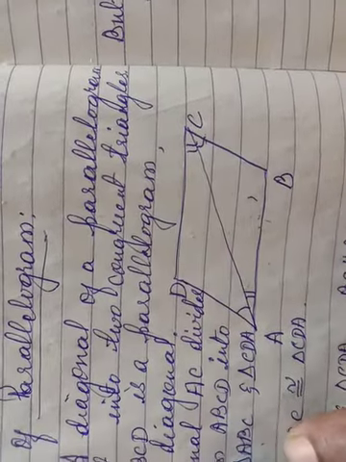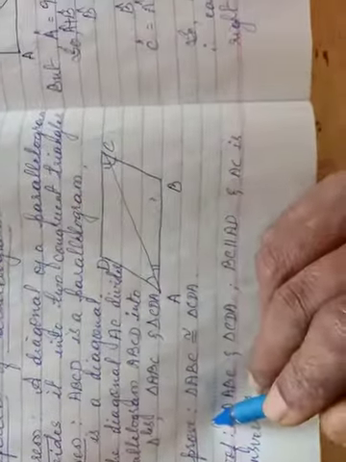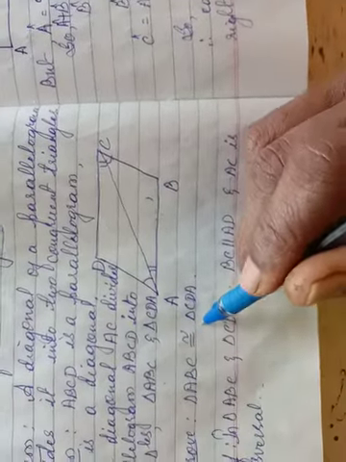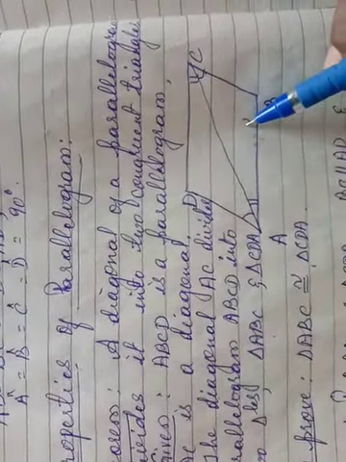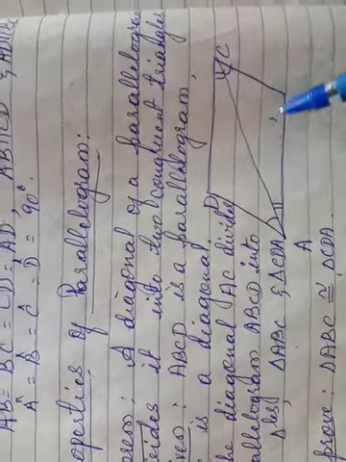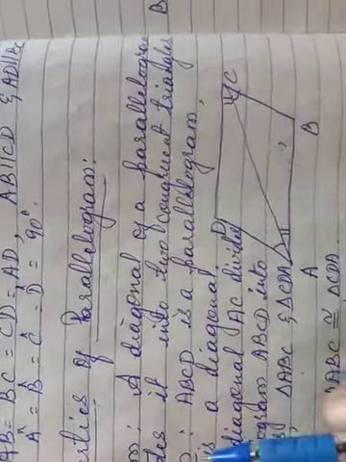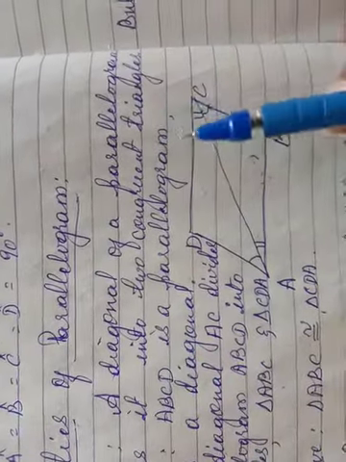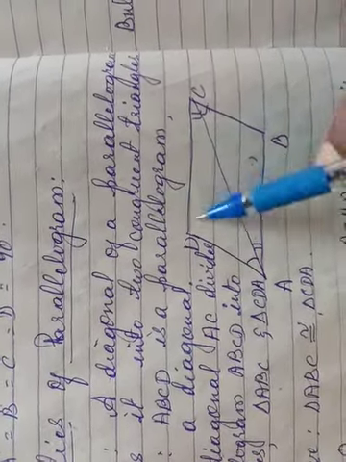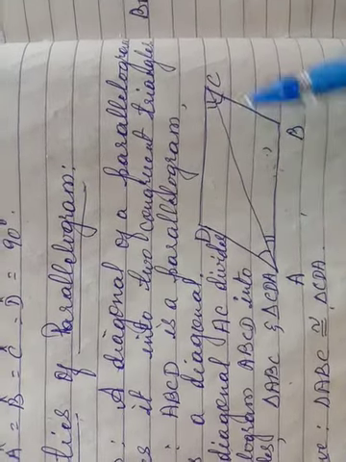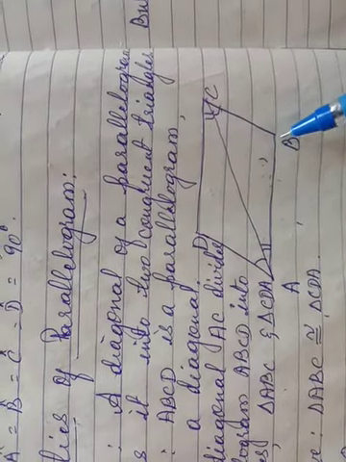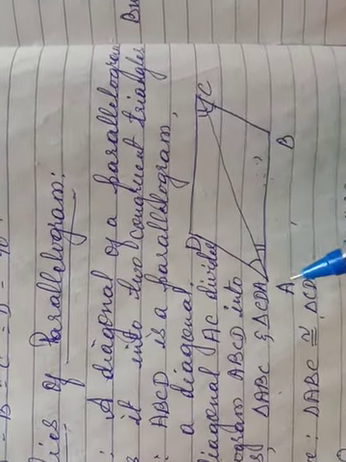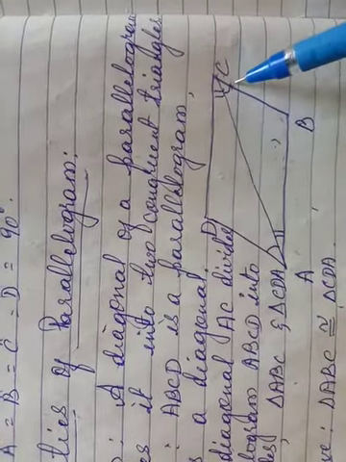ABCD we all know. Given you have to write, to prove you have to write, and then proof. Sometimes you have to write construction also. Okay, now let us see. Given ABCD is a parallelogram. How do we write given? What is given here? A diagonal of a parallelogram divides it into two congruent triangles. That means a parallelogram. Which is a parallelogram? ABCD is a parallelogram. AC is a diagonal. The diagonal AC divides parallelogram ABCD into two triangles, ABC and ADC.